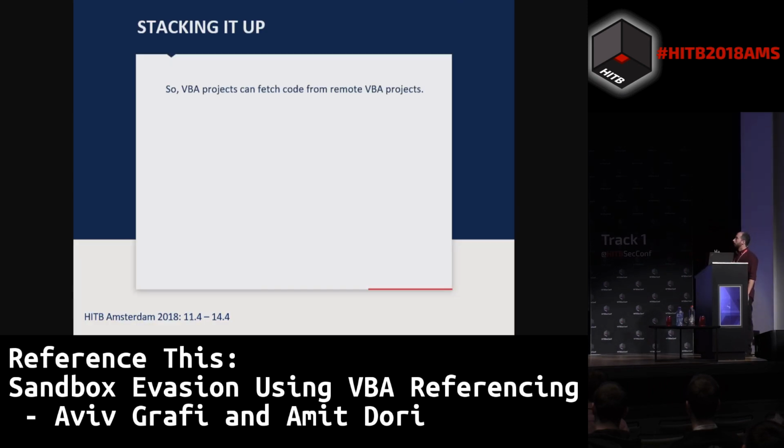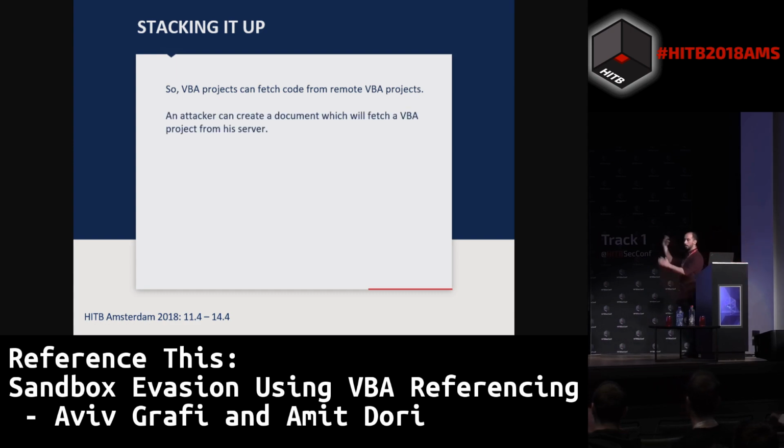Now that we know that VBA projects can fetch from another VBA project, we can use it, right? We can craft a document that has benign code, for example, call me, that does nothing, and it tries to fetch another VBA project. And once this VBA project has been fetched, it will execute the code. So my document will pass static analysis tools trying to detect my VBA code because it has nothing.